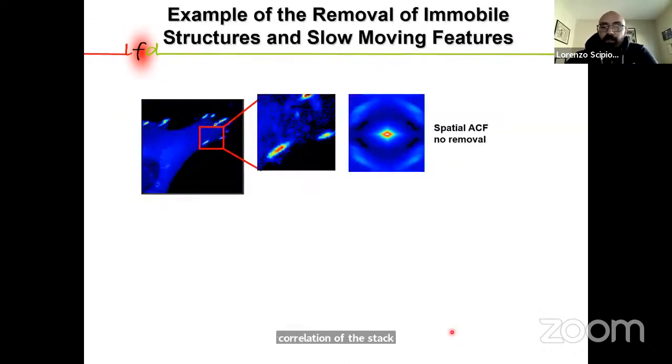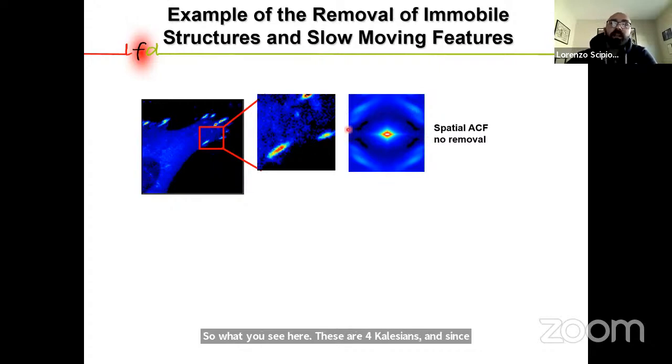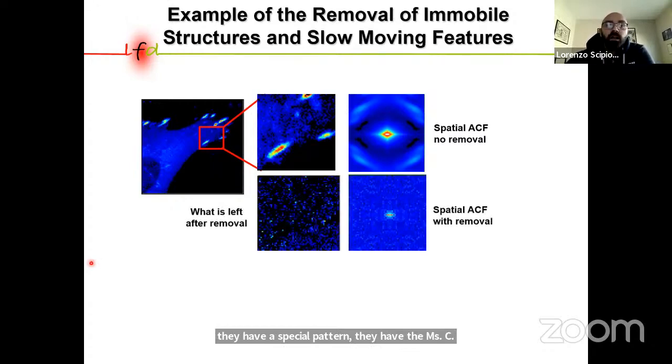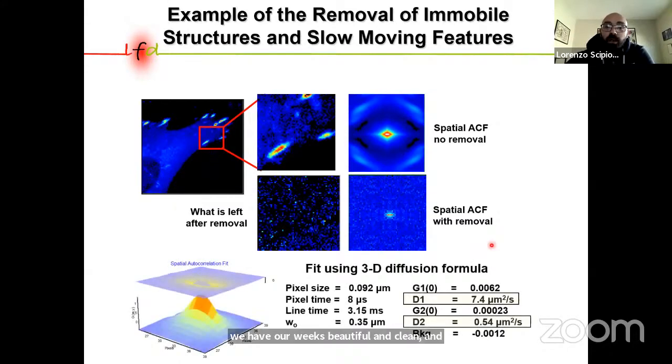Let's look at another example. This is GFP that is attached to focal adhesions. What you see here is paxillin. These are focal adhesions. And since they have a spatial pattern, they have a messy autocorrelation function. After removal, we can see that we have our RICS beautiful and clean. And then we can fit it. In this case, it's two components, and we get the diffusion coefficient not only of the freely diffusing protein, but also of the protein that is bound to the focal adhesion.